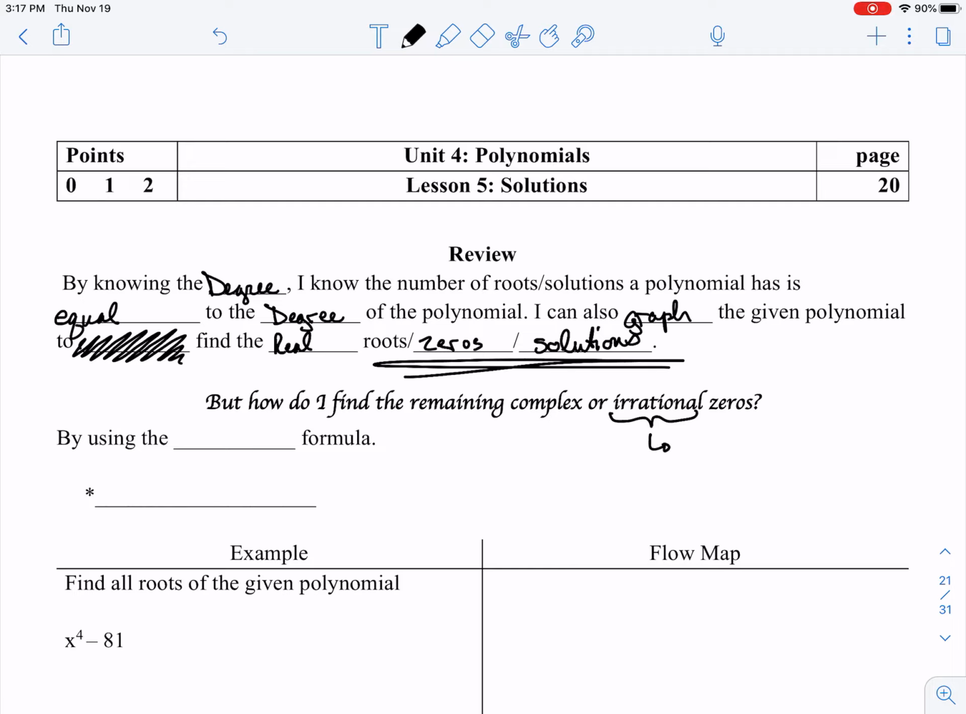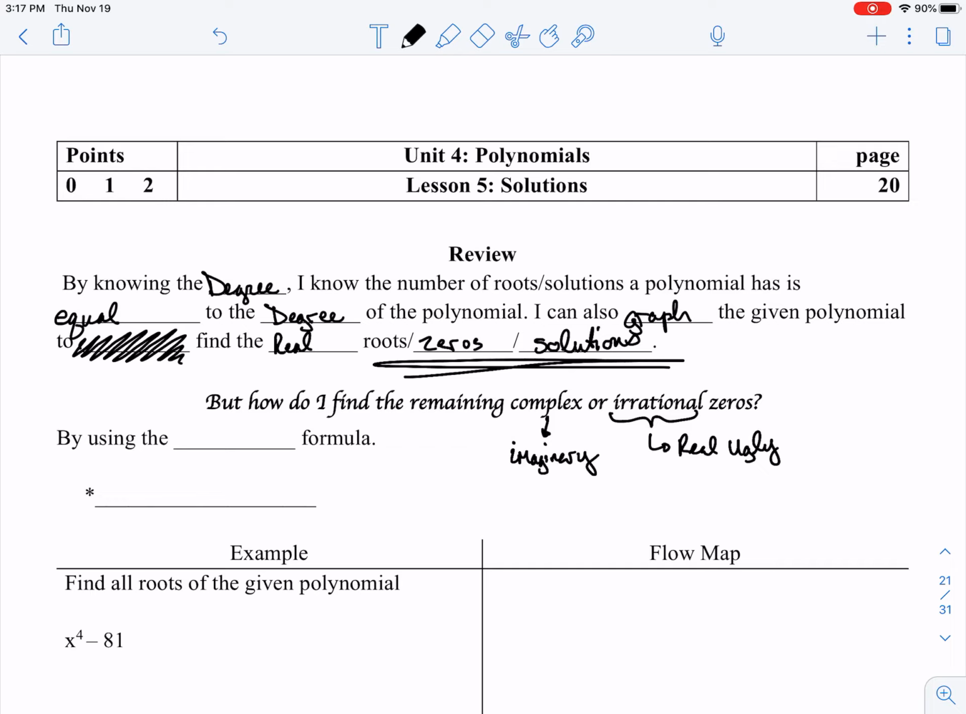Irrational zeros are real, but they're ugly. If somebody's thinking irrationally, they're not thinking with a clear state of mind. It's all jumbled up. It's ugly. Okay, complex is imaginary. So we worked on these from Math 2.